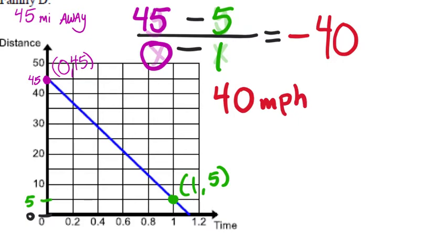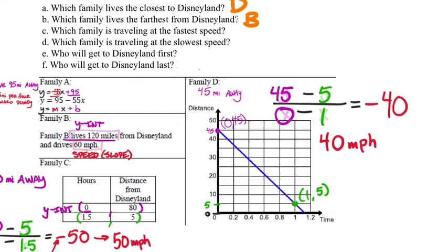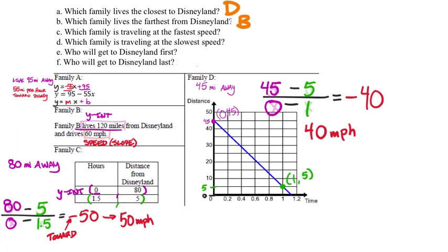Okay, so now that I have that speed, I should be able to answer the rest of this question, right? At least C and D. So which family is traveling the fastest? So we had this family at 55, then 60, they're pretty close, but then 50 is lower, and then 40 is lower. So family B is also traveling at the fastest speed. Again, you've got to be careful with these, because just because they live furthest away doesn't mean they're going to get there the slowest. Family B, while they live the furthest away, is also traveling at the fastest speed.